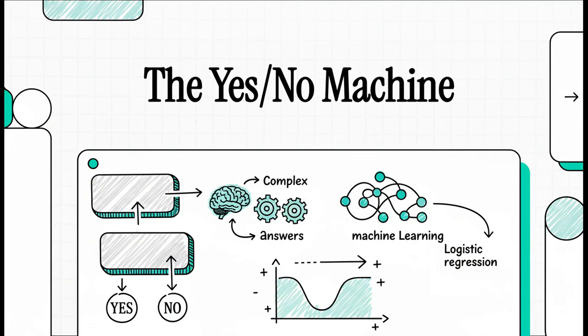Every single day, we're faced with what seem like simple yes or no questions, but the answers behind them can be incredibly complex. Well, it turns out there's a really powerful tool in machine learning that's designed to do exactly that, to make those calls. It's called logistic regression, and today we're going to break down how this amazing yes-no machine really works.